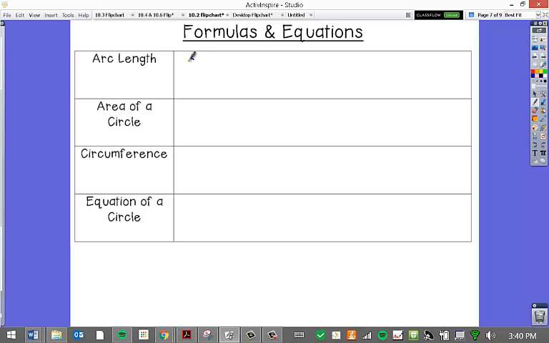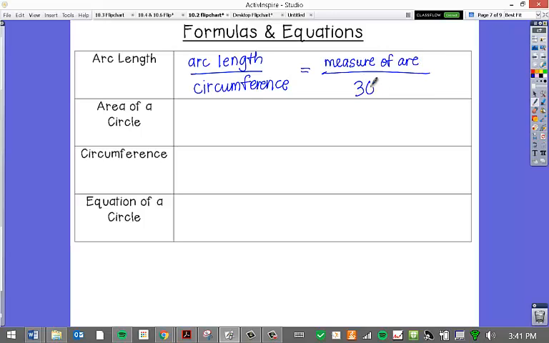The formula for arc length is a portion of your circumference. So it's arc length over circumference. That ratio of the arc length to the circumference is proportional. That ratio is equal to the measure of the arc. Remember, the measure of the arc is in degrees over the total number of degrees in a circle, which is 360. It's kind of like part over total, part over total.